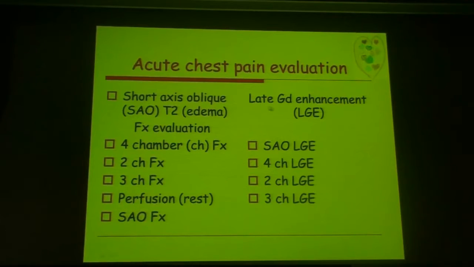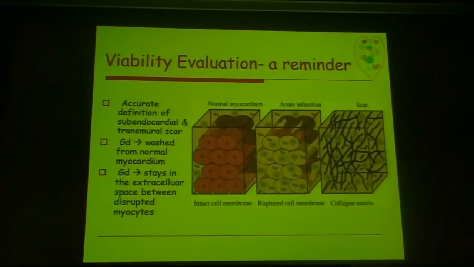Then we'll acquire our late gadolinium enhancement images, as described previously, again in the relevant planes, which are the short axis plane, the 4-chamber view, the 2-chamber view, and the 3-chamber view. So actually I'm using the same planes, and I'm looking at function, I'm looking at perfusion, I'm looking at edema, and I'm looking at the delayed enhancement.